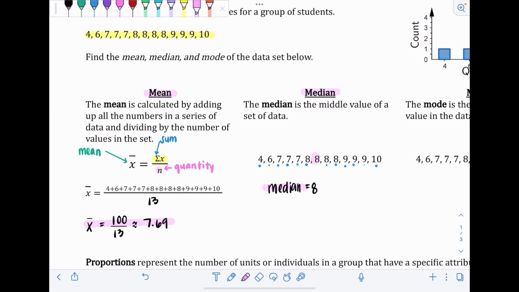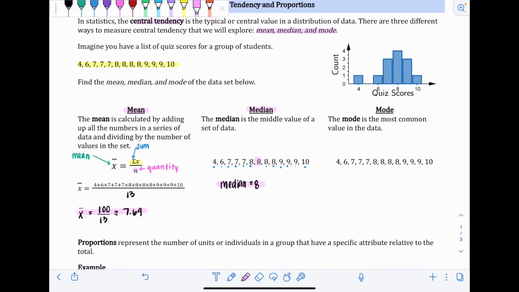And then we can move on to the mode, which is usually the fastest one to find. So the mode is the most common value in the data set. It doesn't always happen in the middle. It can really just depend.